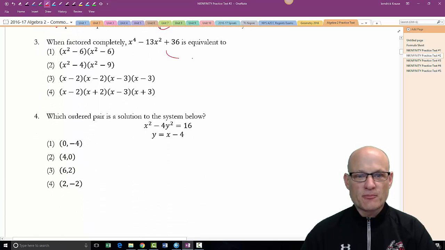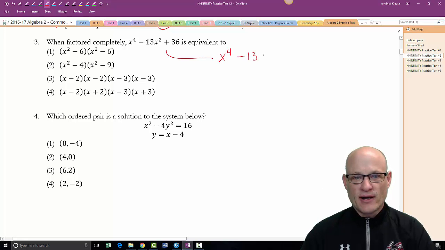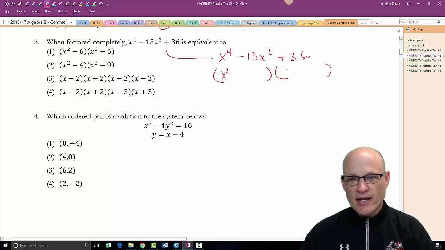When factored completely. So let's take this one over here, x to the fourth. Everybody kind of freaks out when they've got an x to the fourth going on. It's really not a big problem here. You've got x squared and x squared. Because this is a plus and this is a minus, the plus tells me they're going to be the same sign, and the minus tells me they're both going to be negative.